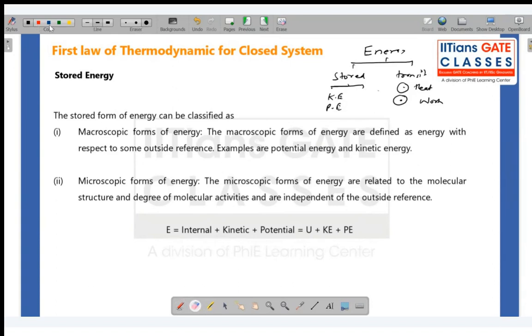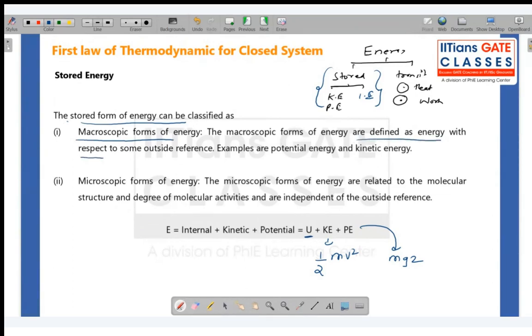Also, I have already told you kinetic energy is because of the velocity, half mv square. What is potential energy? mgz. So our focus is internal energy. Now, I have written it here. The stored energy can be classified as macroscopic form. Macroscopic forms of energy are defined as the energy with respect to some outside reference.